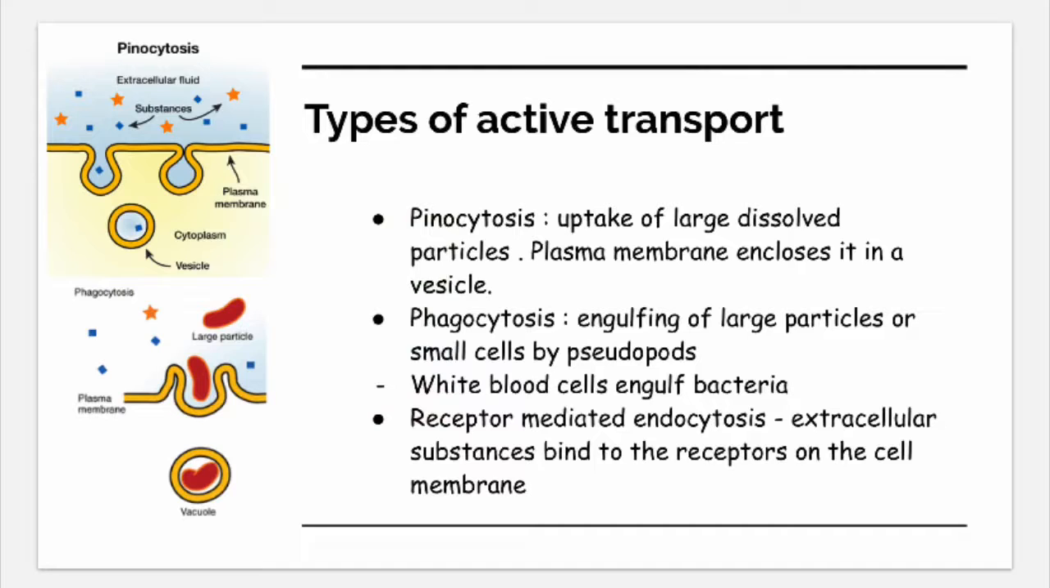The last topic of the day is going to be different types of active transport. The first is pinocytosis, which is the uptake of large dissolved particles, and it does this by the plasma membrane enclosing it in a vesicle.